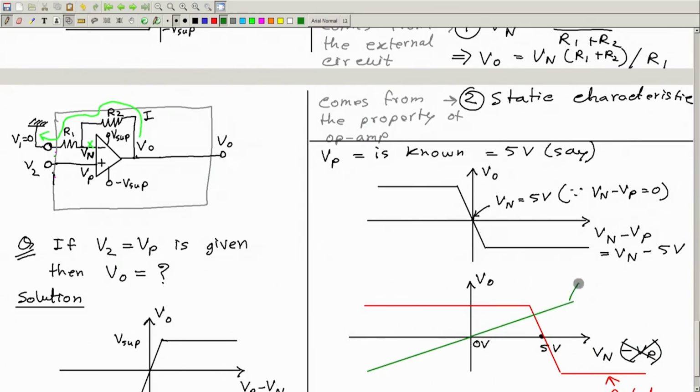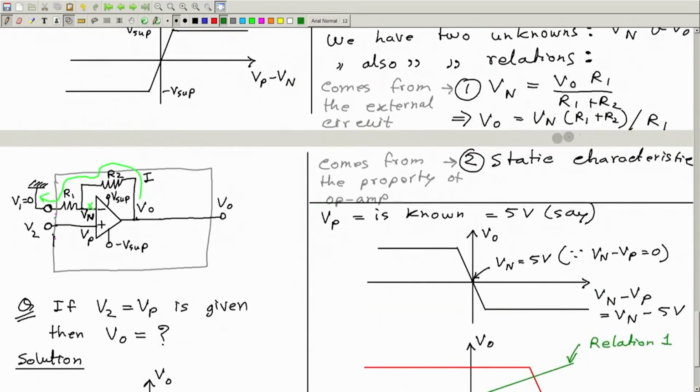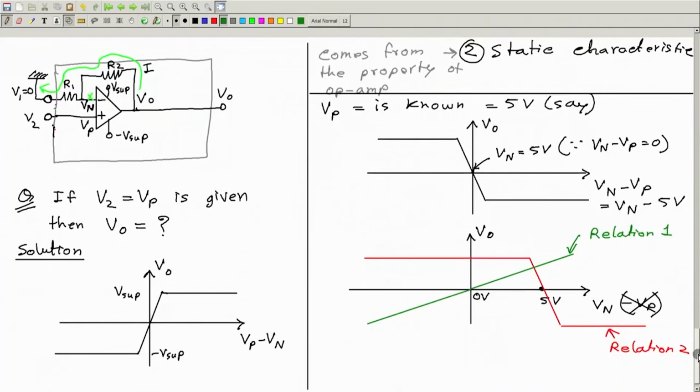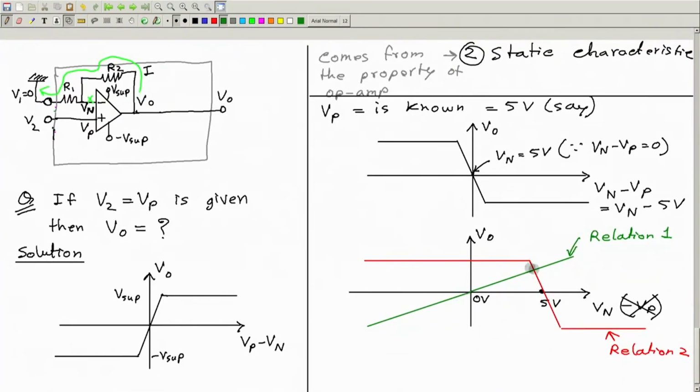Okay, so this is relation 1, this relation, this one. So now we have two relationships between Vo and Vn. One is this, another is this. So what will be the solution? The solution will definitely be here at the intersection. So therefore this will be the solution. Okay, so this is how to find the solution.